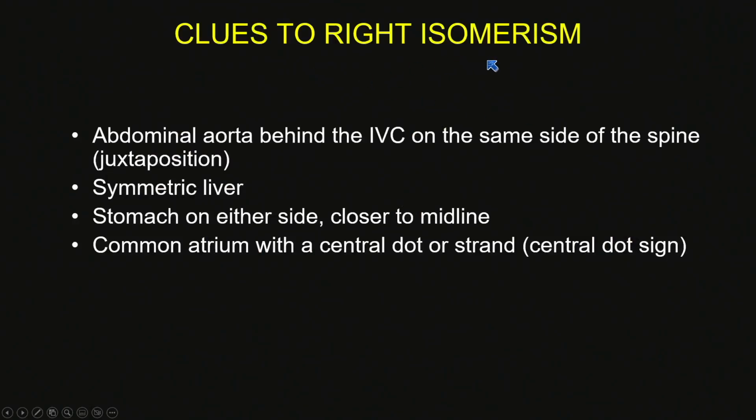So clues to right isomerism: abdominal aorta behind the IVC on the same side of the spine, what we call juxtaposition; a symmetric liver; stomach on either side but closer to the midline; common atrium with a central dot or strand; and the typical anatomical feature, unbalanced AVC, anterior aorta, and posterior pulmonary artery.